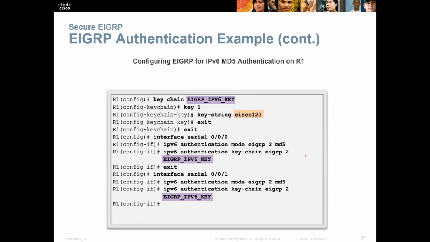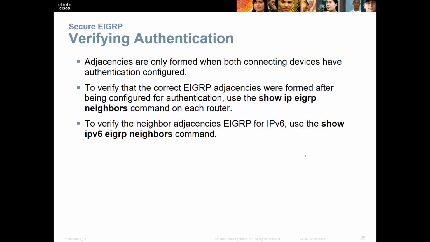Authentication again, here we go, for IPv6. Pretty much the same thing, except it's for IPv6. Verifying the appropriate authentication: show IP EIGRP neighbor, and show IPv6 EIGRP neighbor. That will give us the details that we need.